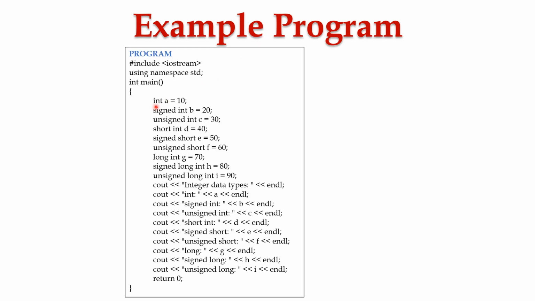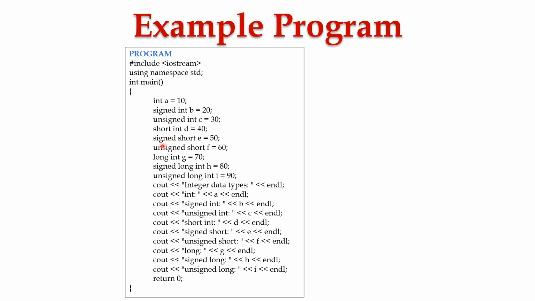In this example program, let's learn how to declare and assign values to type modifiers for integer data type. In this program, the statement int a is equal to 10 represents that the variable a is declared as integer data type and assigned with value 10. Similarly, the variable b is declared as signed int data type and assigned with value 20. The variable c is declared as unsigned int and assigned value 30. The variable d is declared as short data type and assigned with value 40.